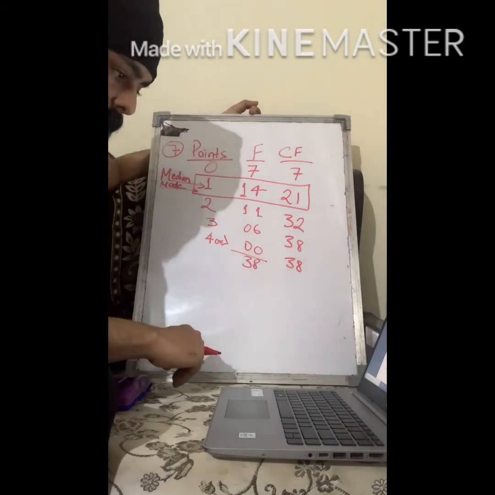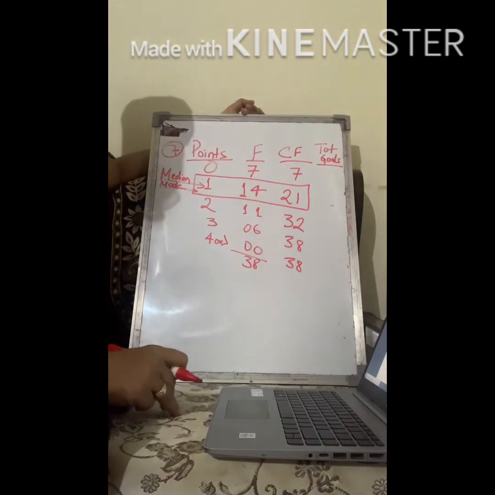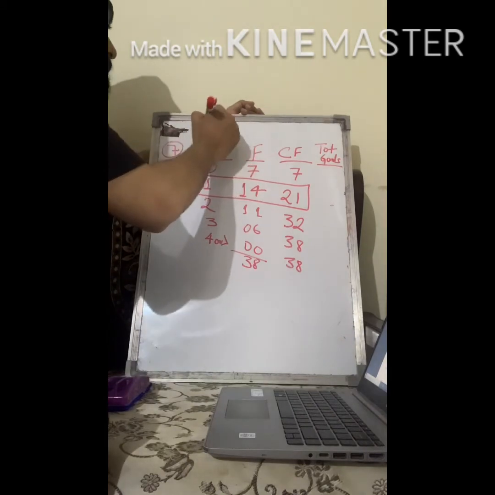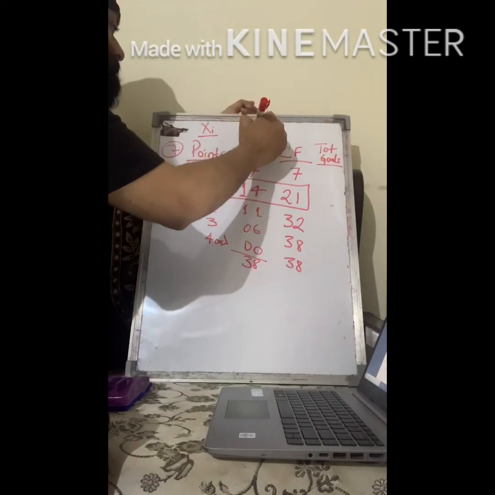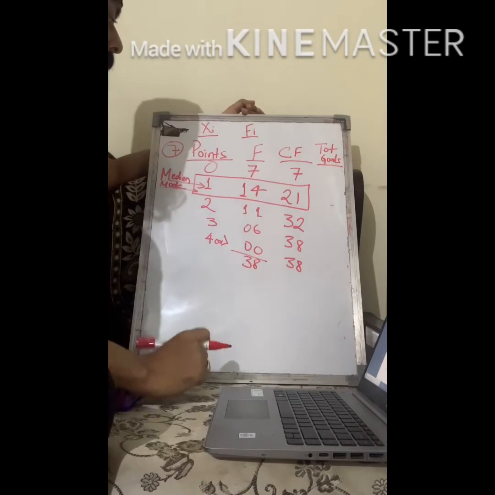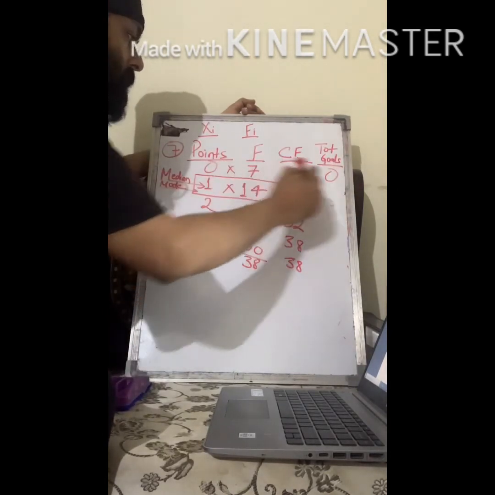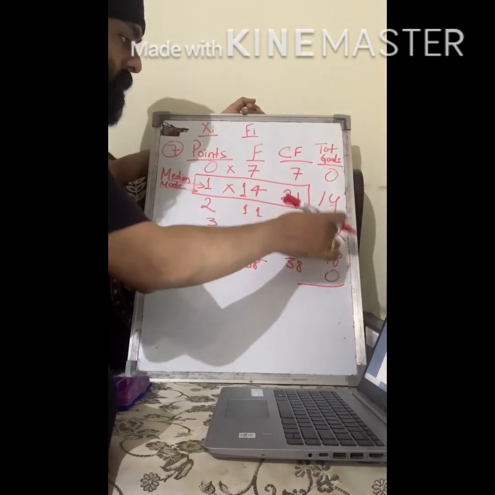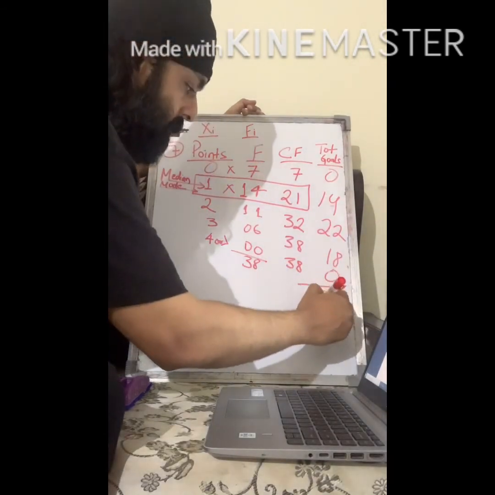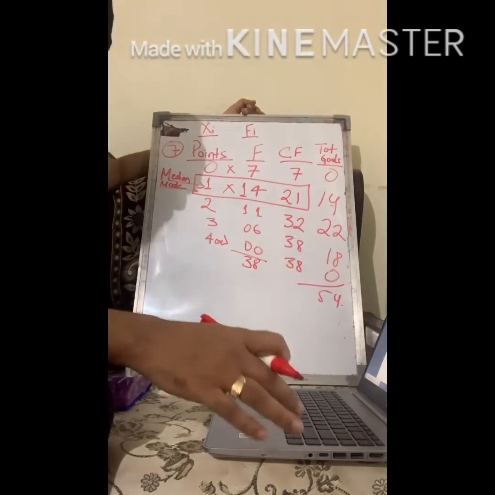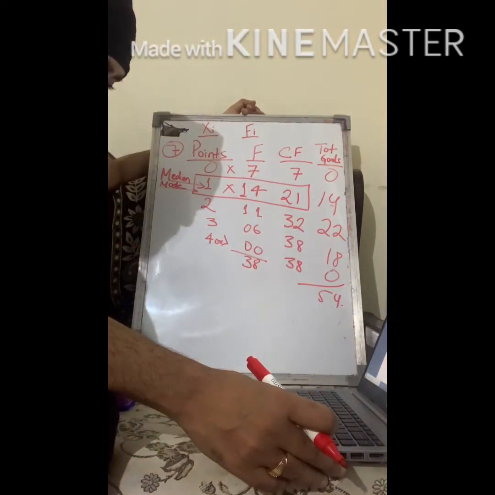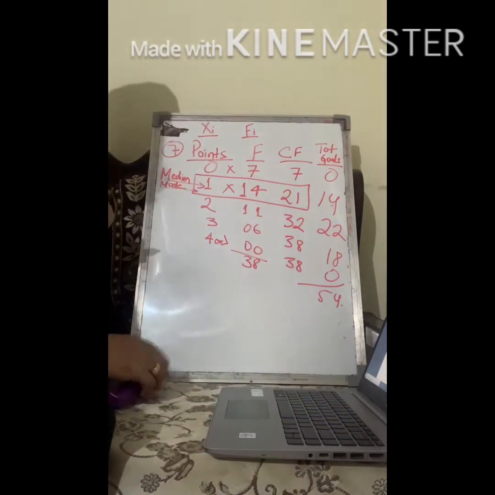Part C, work out the total number of goals the team scored in all 38 games. Okay, xi multiplied by fi. So here you can call this xi and you can call this fi. So 0 multiplied by 7 is equal to 0. 1 multiplied by 14 is equal to 14. 2 multiplied by 9 is 18, 3 multiplied by... the total is 18 plus 14 is 54. Total number of goals in 38 games is 54. Okay, we are done with question number 7.